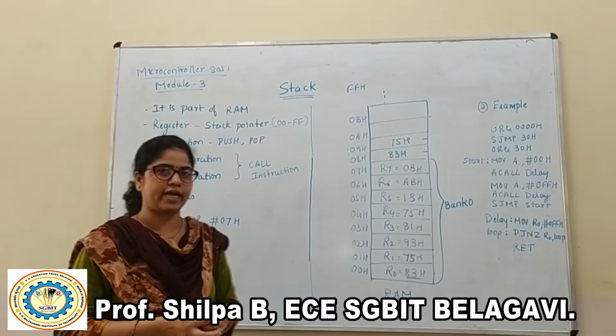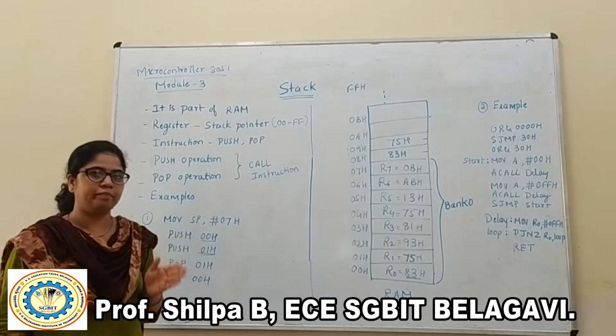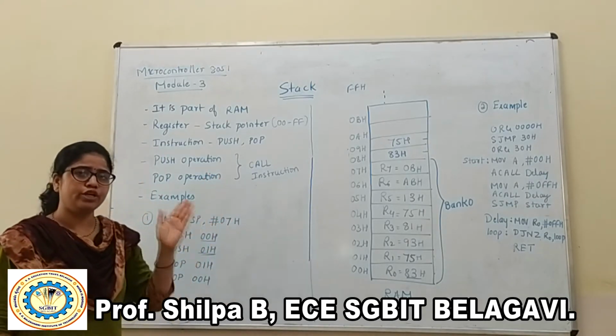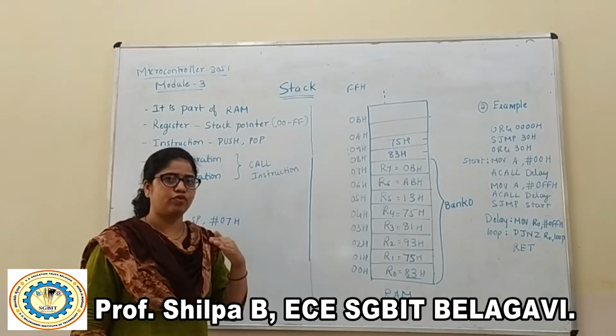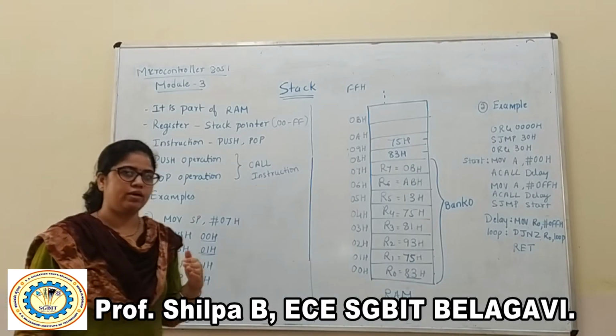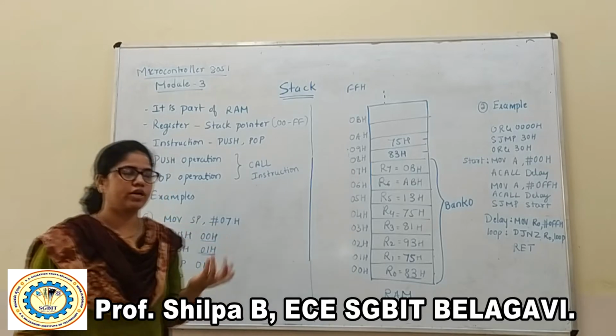The register which helps you access this particular stack is the stack pointer. This register is 8-bit, ranging from 00 to FF. You can mention the stack within this range from 00 to FF, because the stack pointer can hold 8 bits of data. Any address from 00 to FF you can mention.